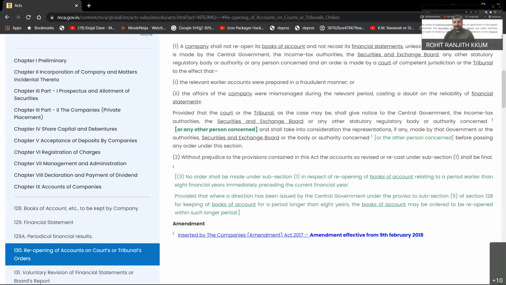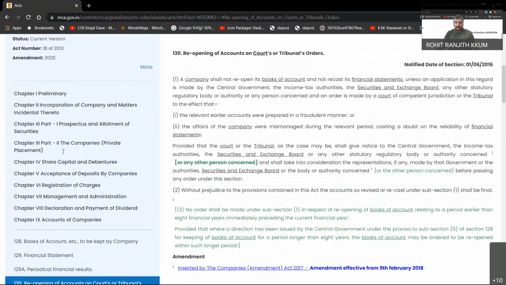Guys, is the whole section 130 clear in everyone's mind? Answer the question. Is the whole section 130 clear in everyone's mind or not? You can type the word clear if you're clear. Come on.